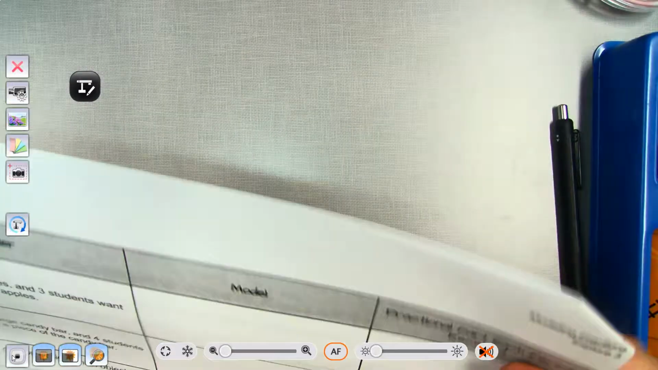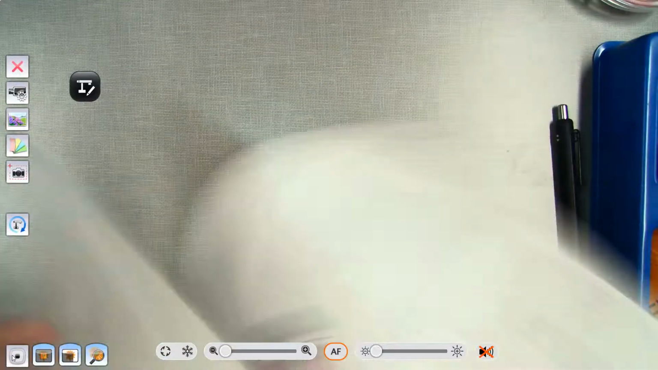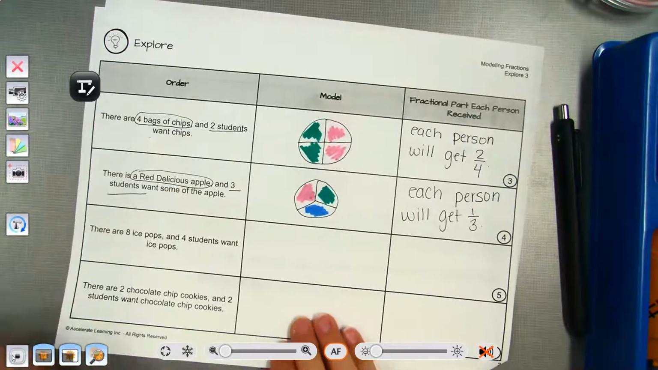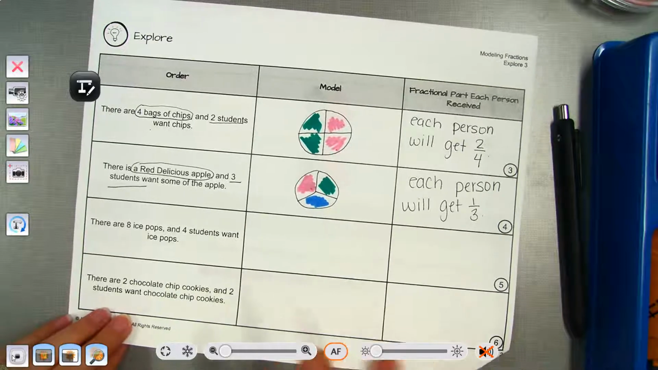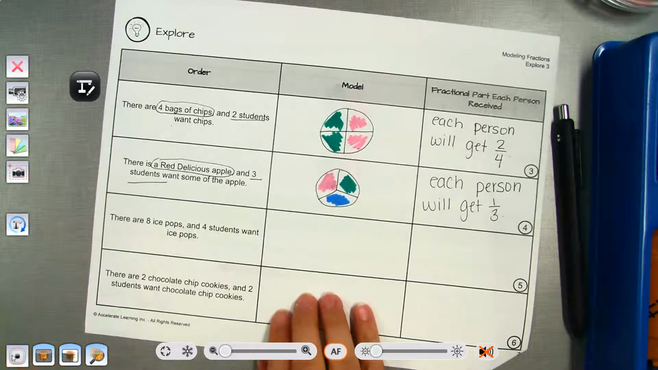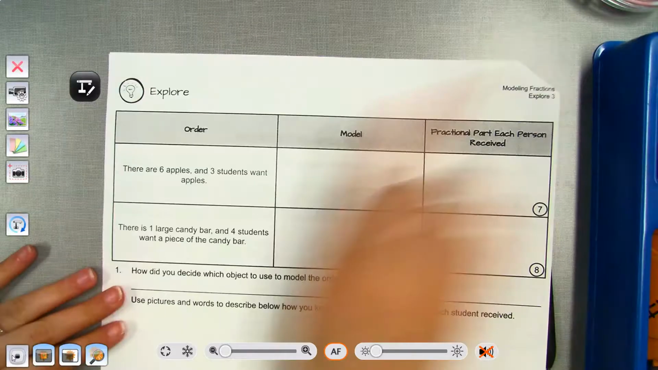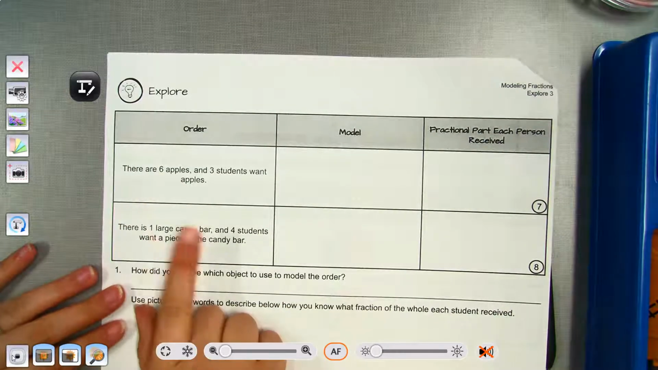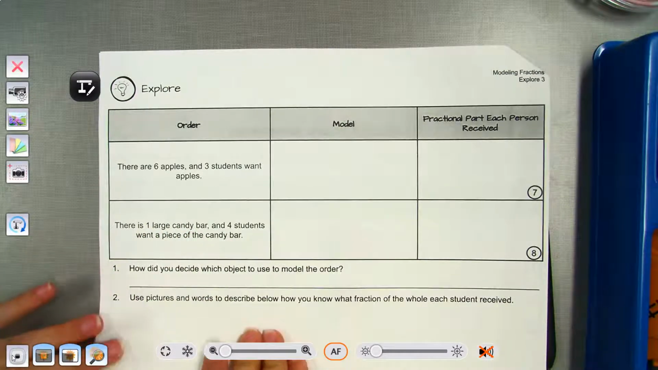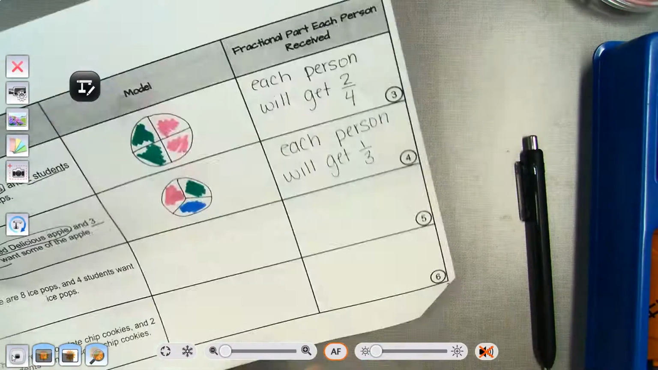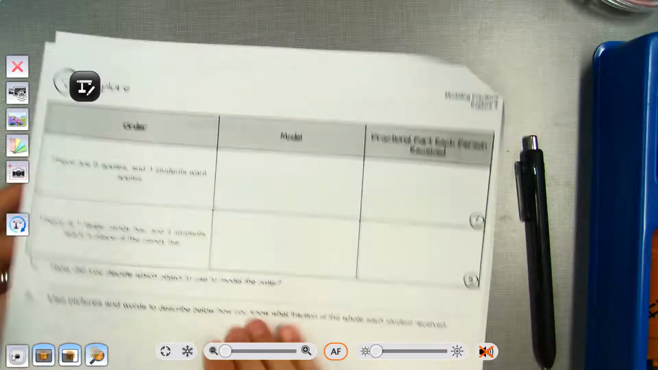So all you're doing, guys, is taking your fraction pieces and looking at what they're asking you to give. It's going to tell you, you have 8 ice cream pots, 2 chocolate chip cookies, 6 apples, 1 large candy bar. Let's do this one. So turn your page to where it says number 8.